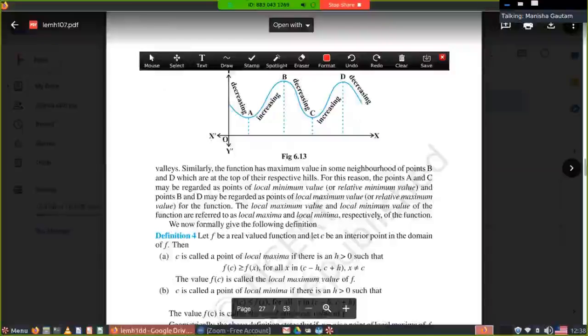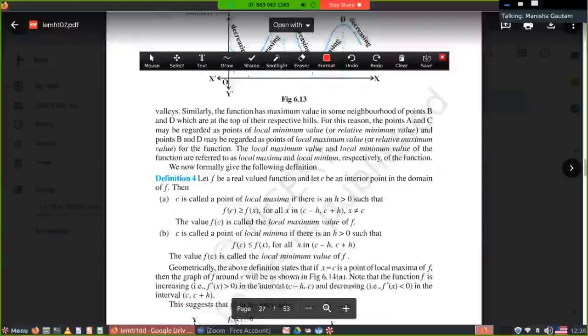Suppose I want to check the nature of A, I have to create an interval very near to A and then find the nature of A. Same as for B, C and D, we have to create a small, very local interval near to B, C, D, and get an idea whether the function is showing a maximum value or a minimum value at that point. Here is a definition of it.